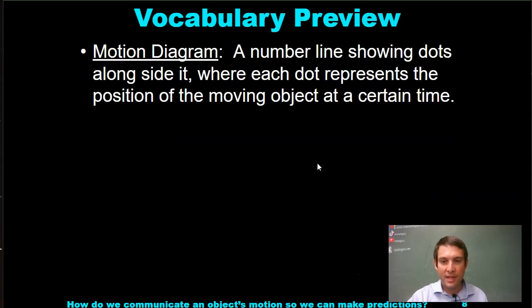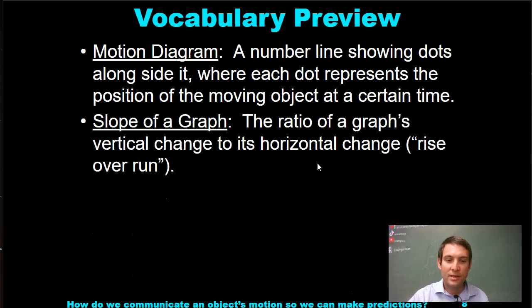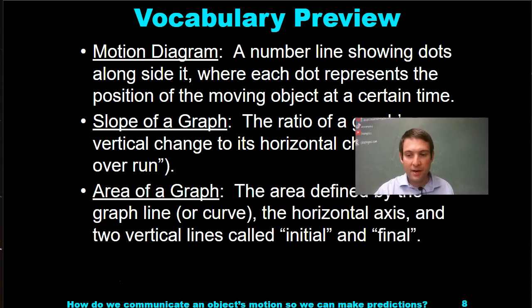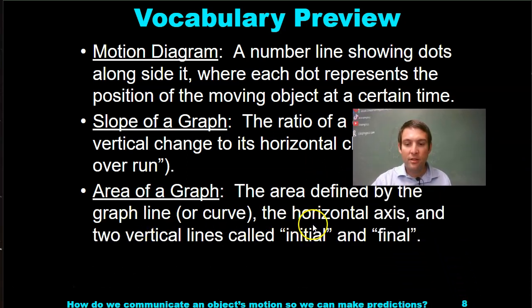Motion diagram: a number line showing dots alongside it, where each dot represents the position of the moving object at a certain time. Slope of a graph: the ratio of the graph's vertical change to the horizontal change. Rise over run. Area of the graph: the area is defined by the graph, the horizontal axis, and two vertical lines called initial and final. To find the area of a graph, or area under a curve, you're multiplying the y-axis by the x-axis.